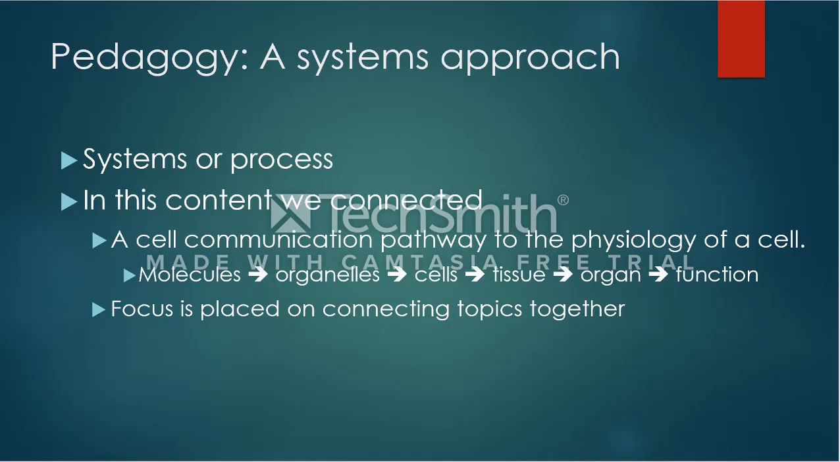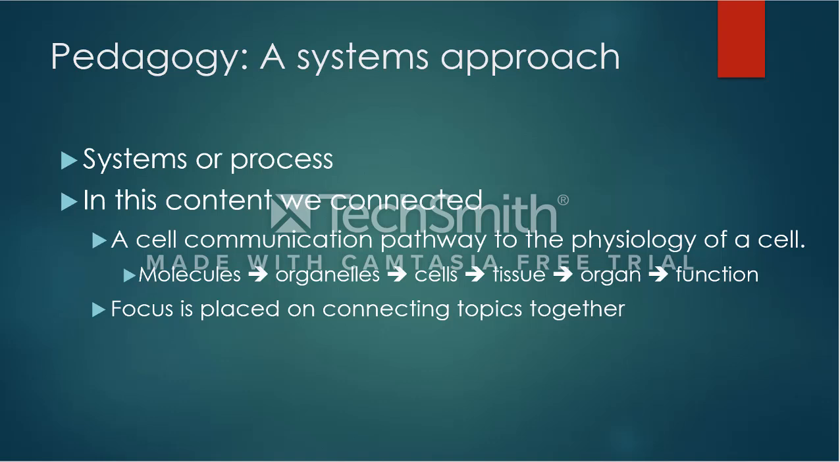All right. So in this one, we looked at a cell communication pathway to the physiology of a cell. So we started at the molecular level, where we had a protein, rhodopsin, that absorbed a photon of light, and then it followed a chemical pathway that eventually led to a cell membrane becoming hyperpolarized. So when the cell membrane became hyperpolarized, we were changing the organelle, and now we are looking on a larger scale. So we're no longer looking at the individual molecules, we're looking at larger portions.